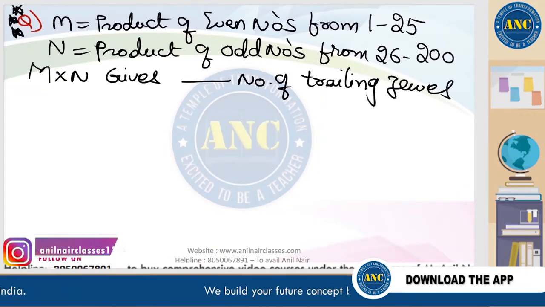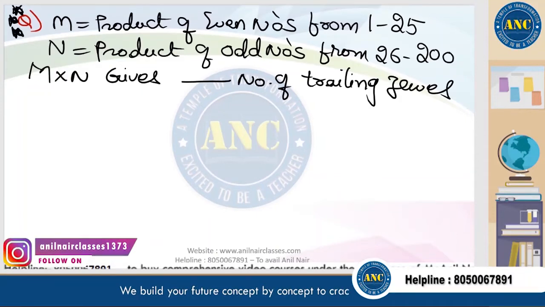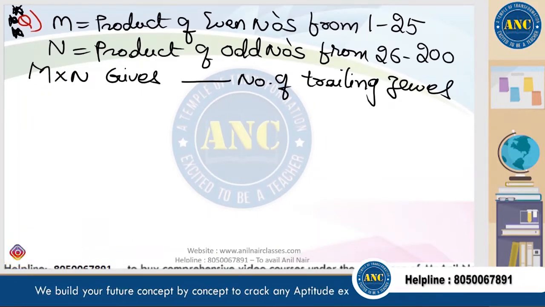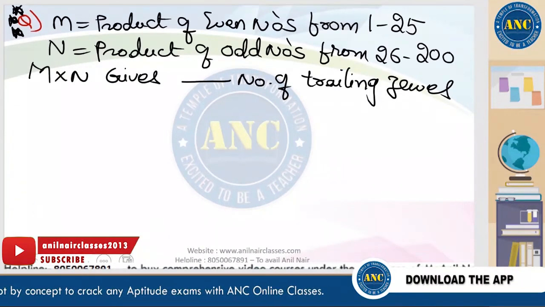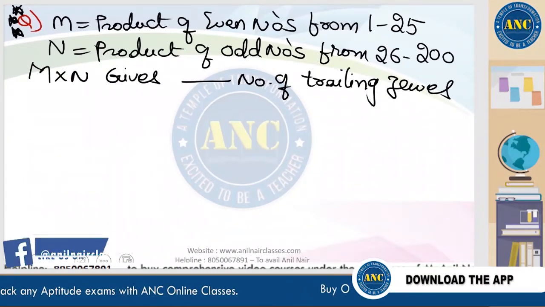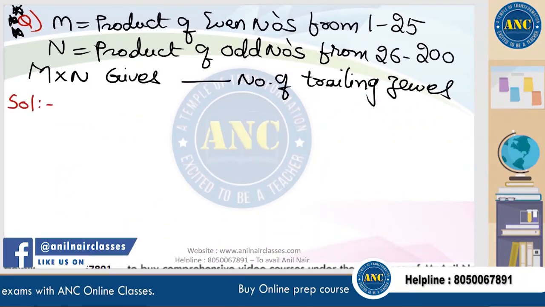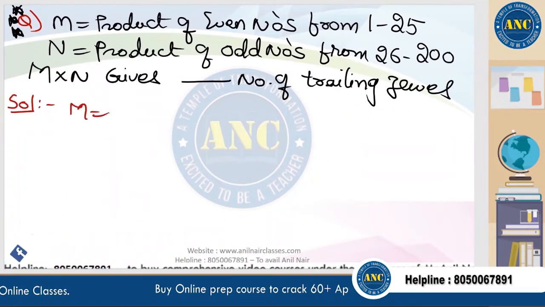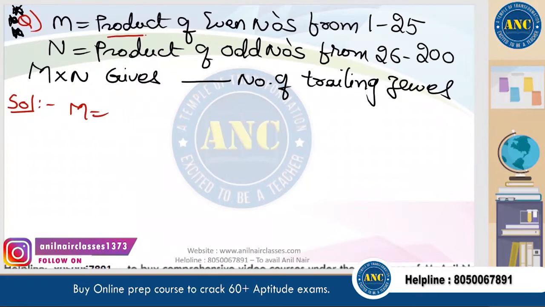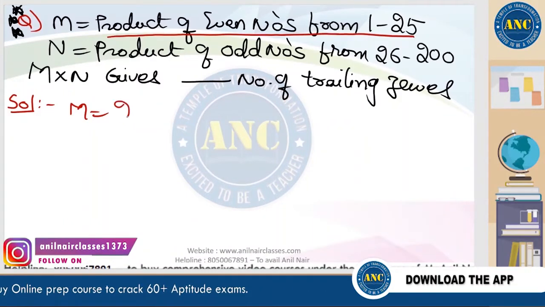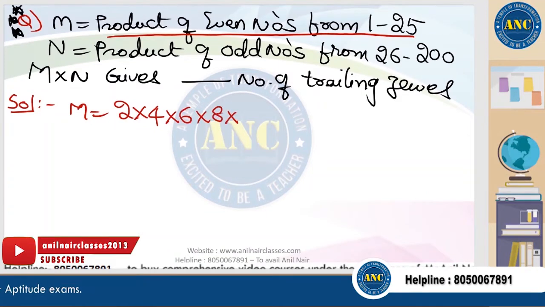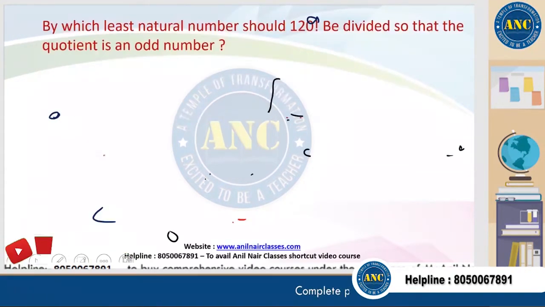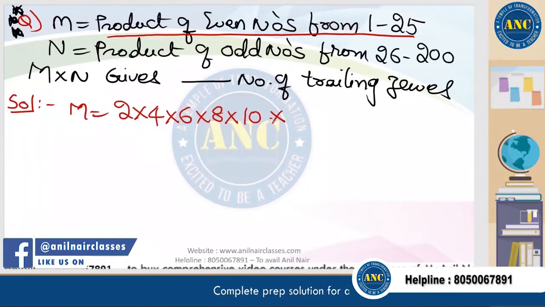M is the product of even numbers from 1 to 25. N is the product of odd numbers from 26 to 200. M into N gives a dash number of trailing zeros. Please listen carefully to this question. M is the product of even numbers from 1 to 25: 2, 4, 6, 8, 10 and so on up to 24.